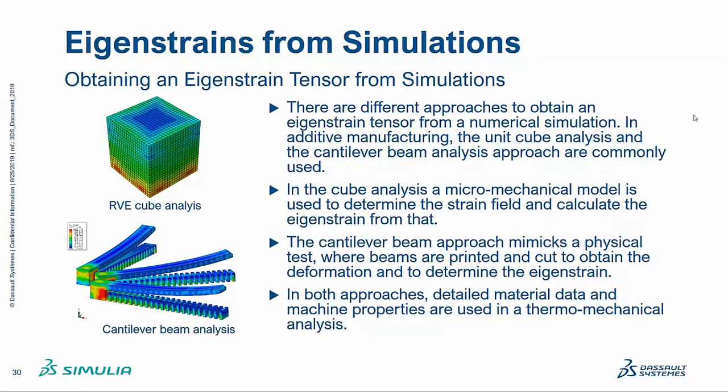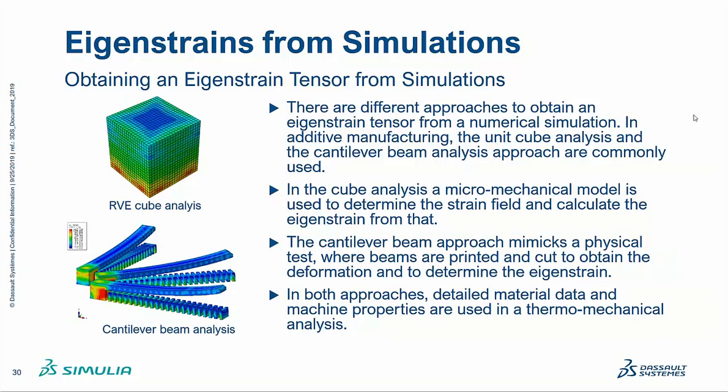One is the micromechanical approach, where we use a small cube representing our material. So we print a small cube with the designated laser pattern that we have in a full thermomechanical analysis. And we use the results of this analysis, the strain field of this analysis, to determine the eigenstrain tensor.